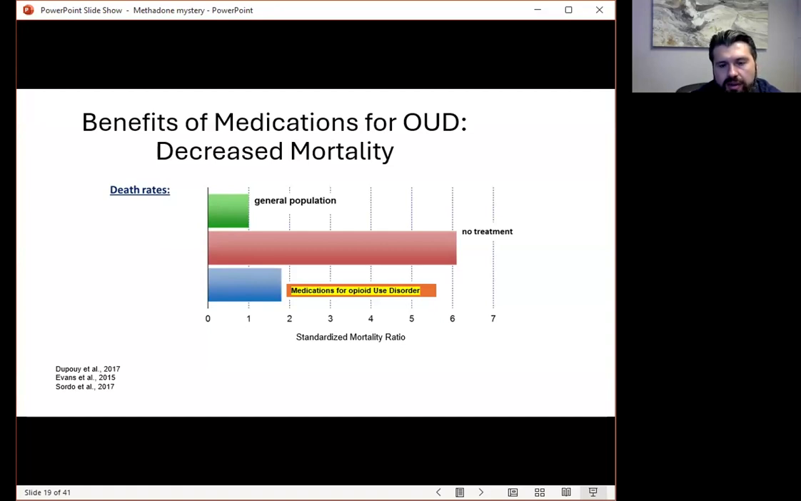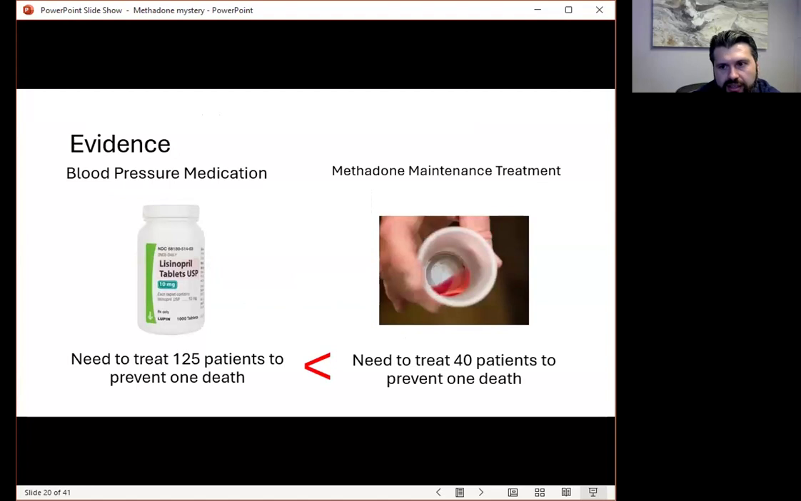The other thing to think about too is retention. Retention in methadone and buprenorphine treatment is associated with substantial reductions in the risk for all-cause and overdose mortality in people with opioid use disorder. So a lot of benefits in the literature about this. A take-home point that I often tell folks is, when you look at the numbers needed to treat for antihypertensive medications to reduce a bad outcome, specifically mortality, you're looking at a number needed to treat for antihypertensive drugs of about 125.